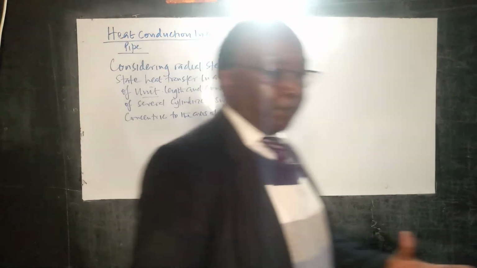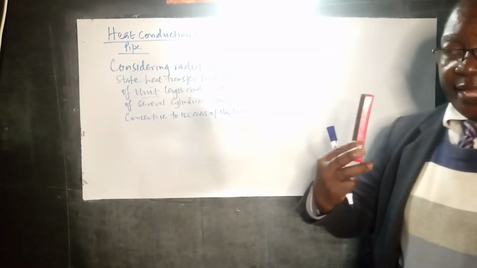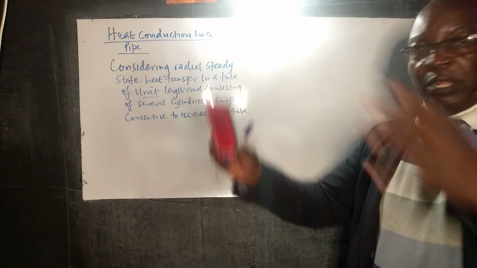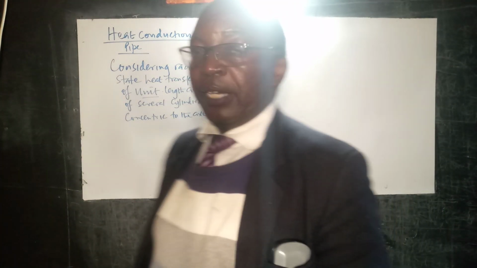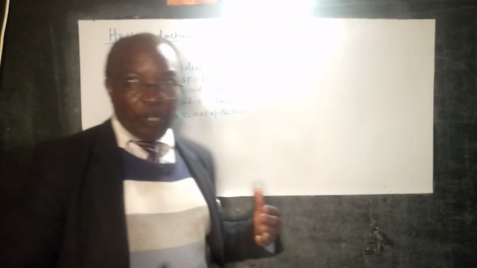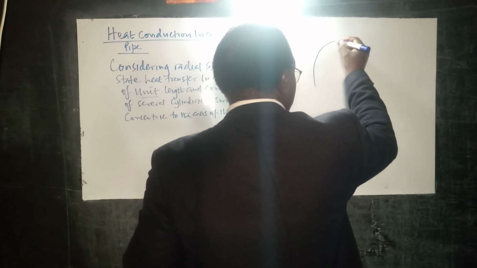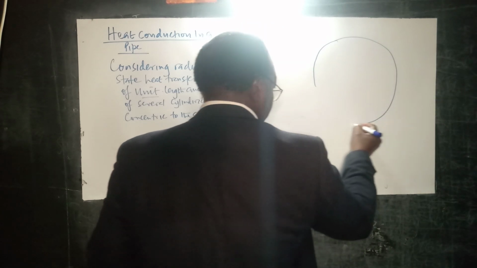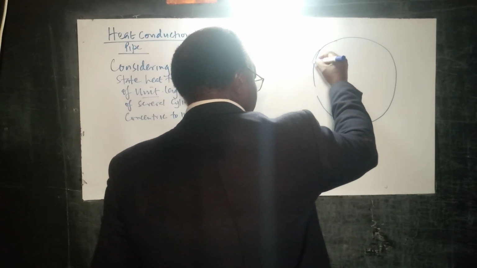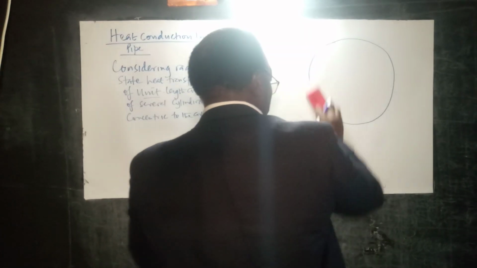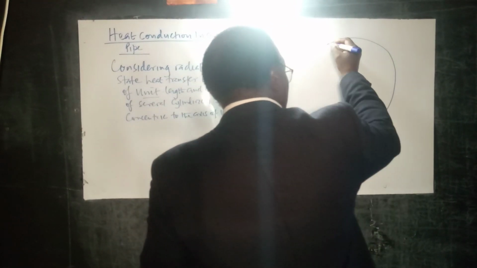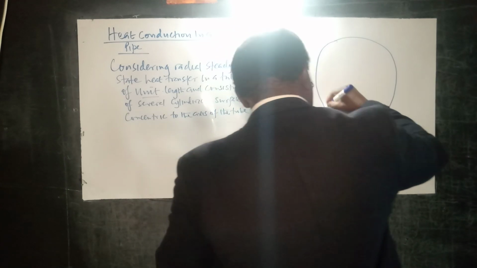So we are saying we have this pipe which is of unit length and it consists of several concentric cylindrical surfaces concentric to the axis of the pipe. What do we mean by that? So we have this profile. My circles might not be the most symmetrical, but I'll try to get them as symmetrical as I can.